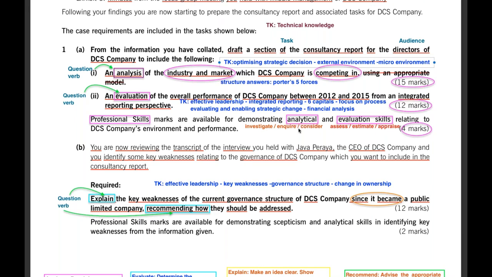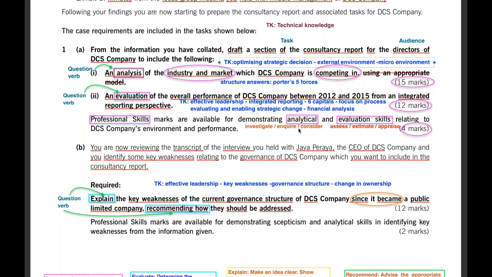Okay, the professional skills that are actually being tested here are your analytical and evaluation skills. So basically, with analytical skills, you're supposed to be demonstrating that you are doing some investigation. Definitely when you do analysis, you are investigating. Why do I say investigate? When you investigate, it means what? You'll be looking for evidence.